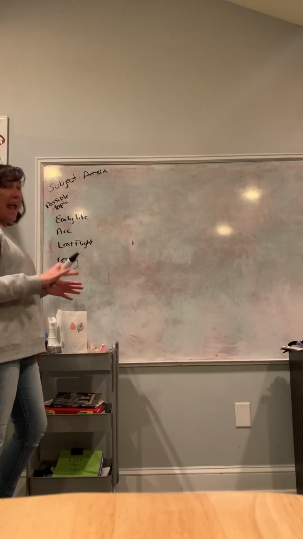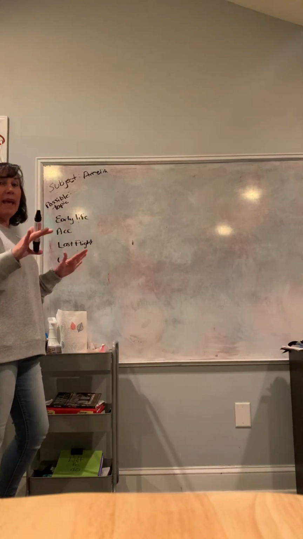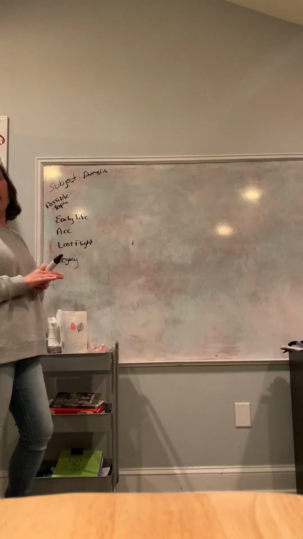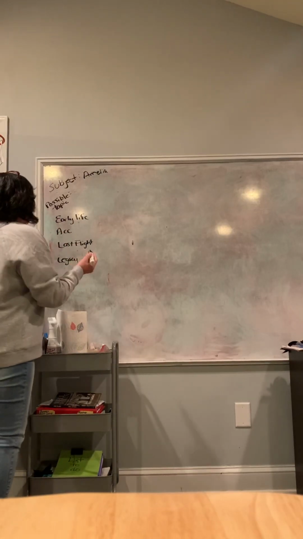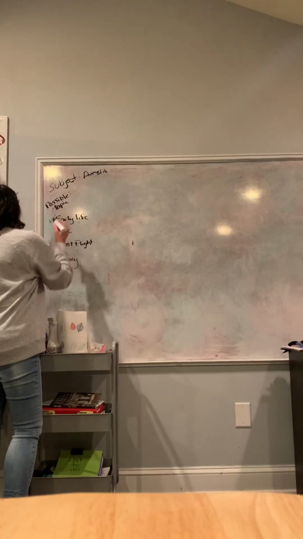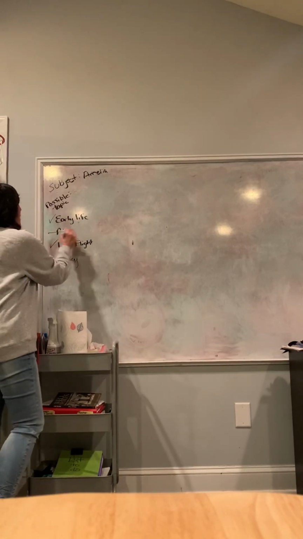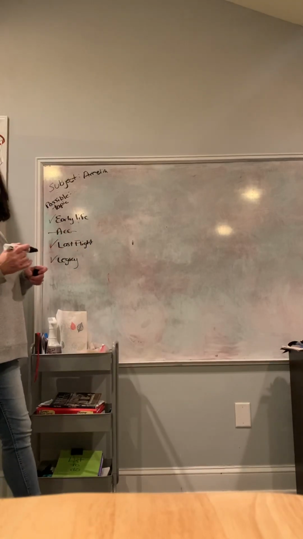Okay, now the next thing we have to do is you have to decide which 3 topics you're going to write about. I'm going to go with early life, last flight, and legacy. So I'm getting rid of accomplishments. That's just what I chose.